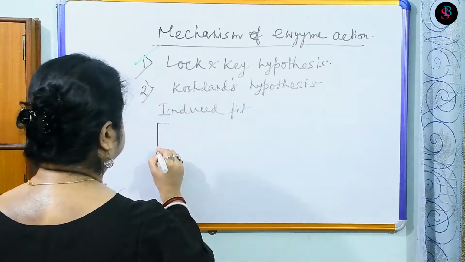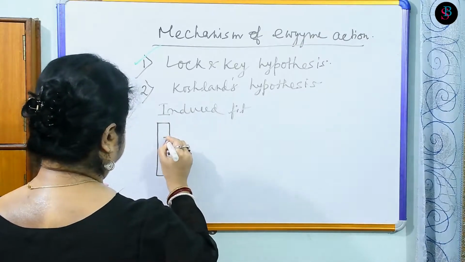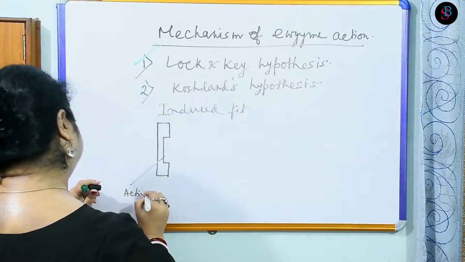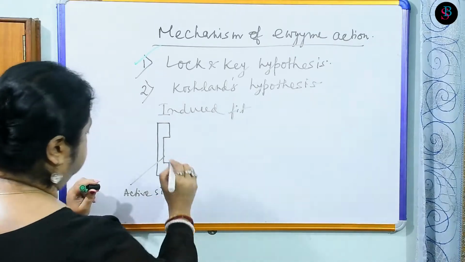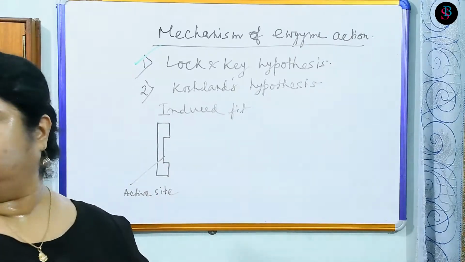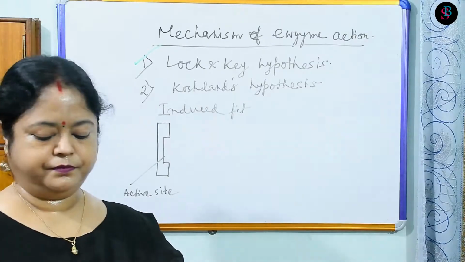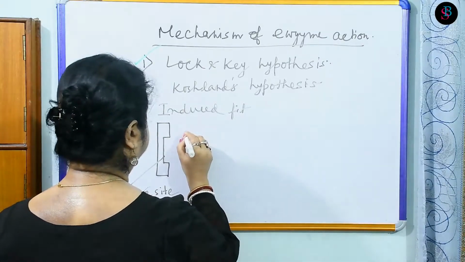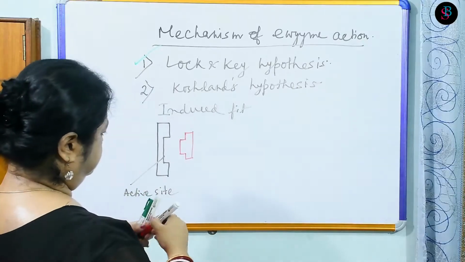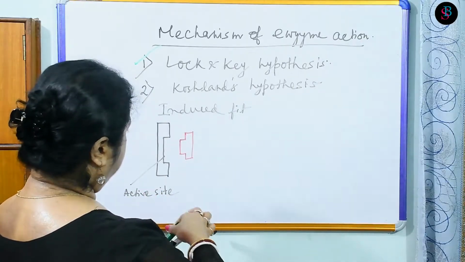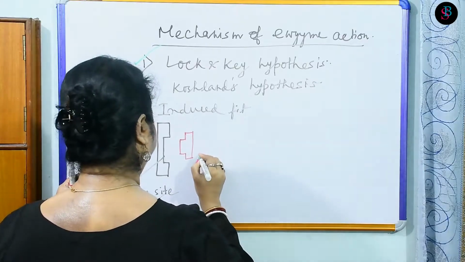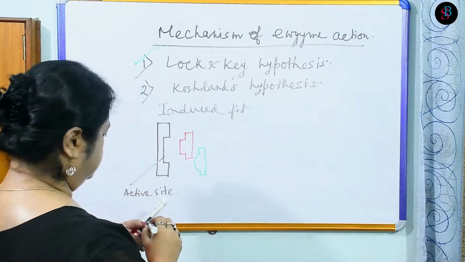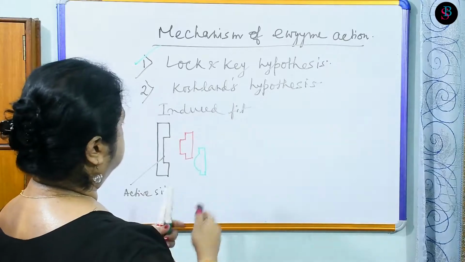Suppose this is the enzyme and this is the active site. Now, there are many substrates, like one is like this. Other is like this. And a third is another one which is like this.